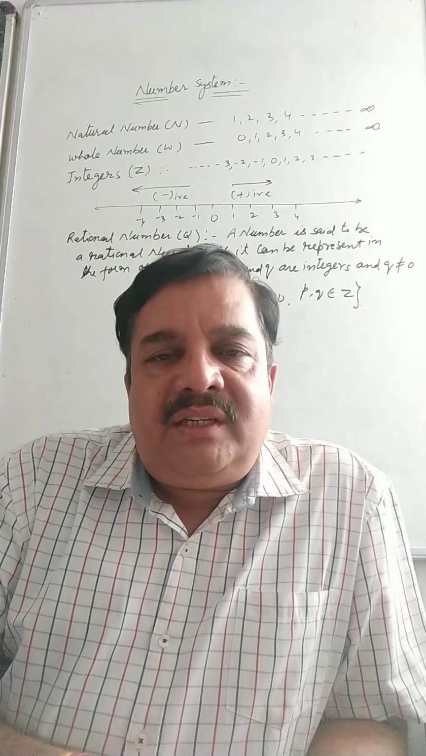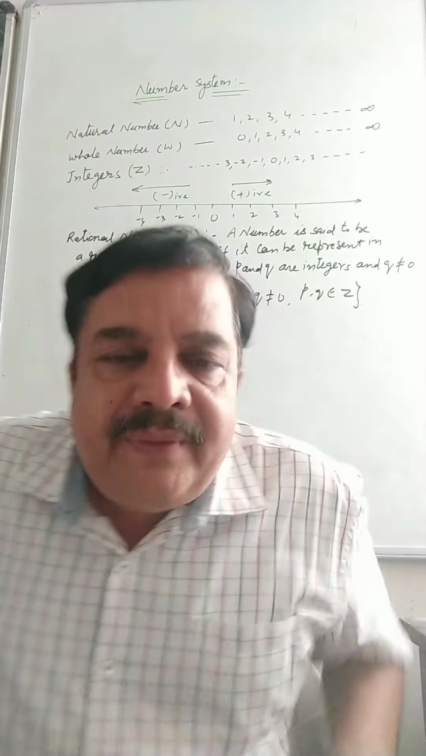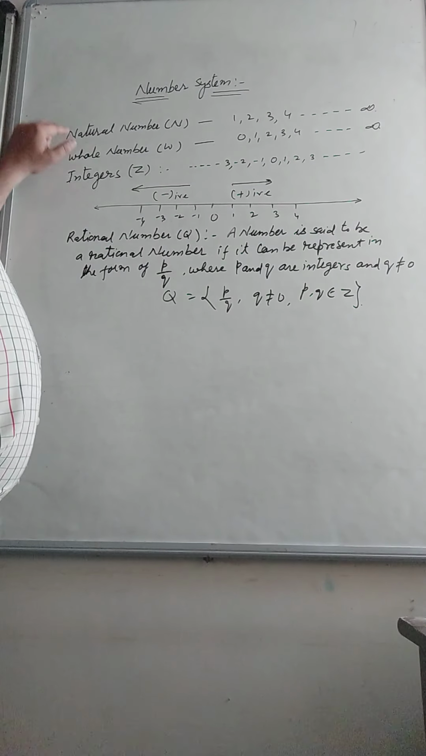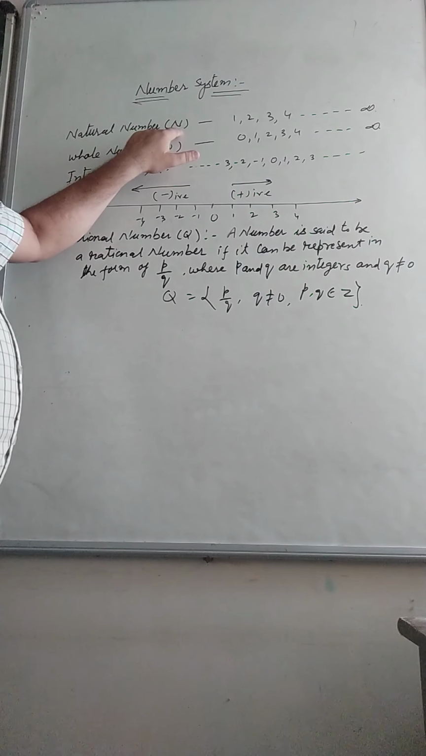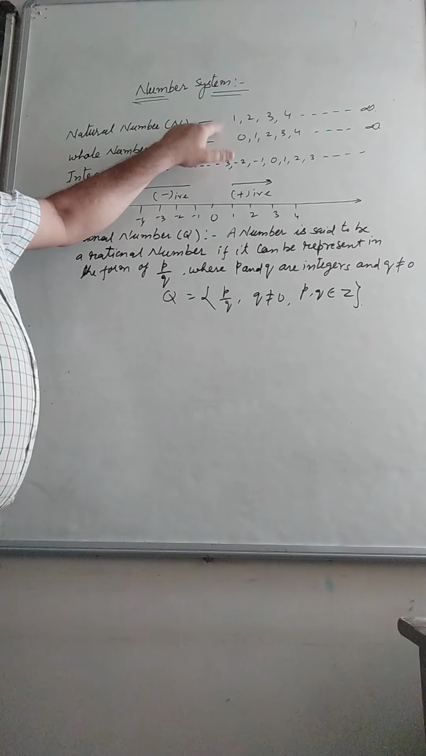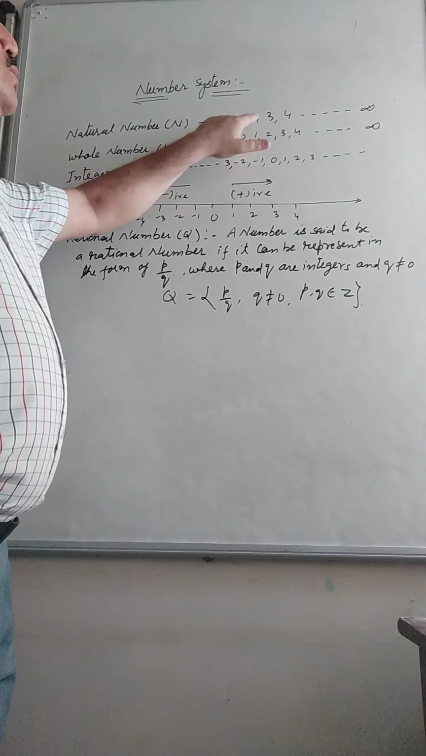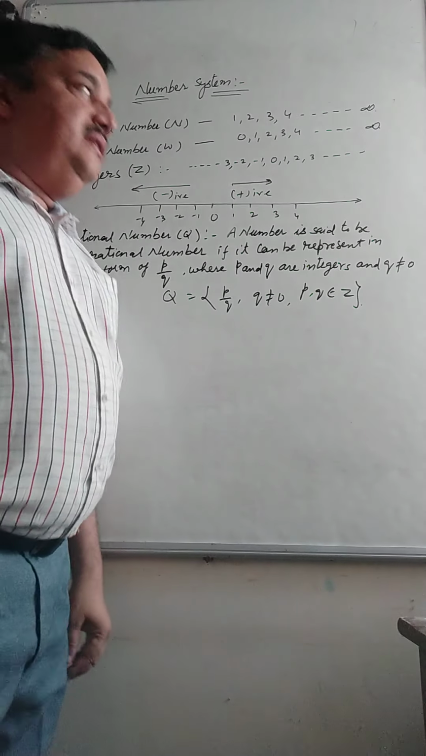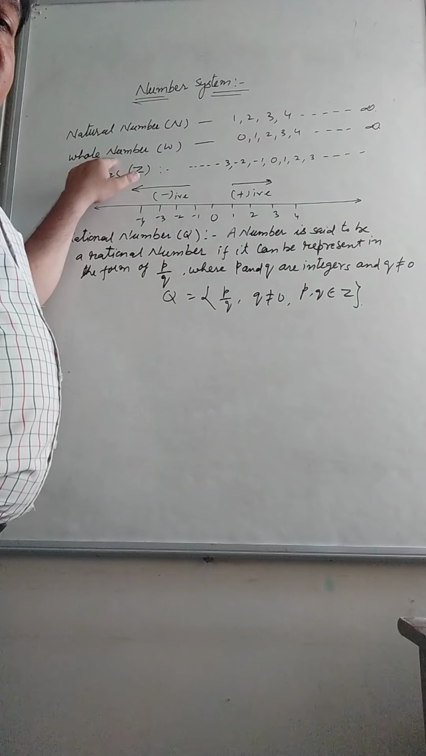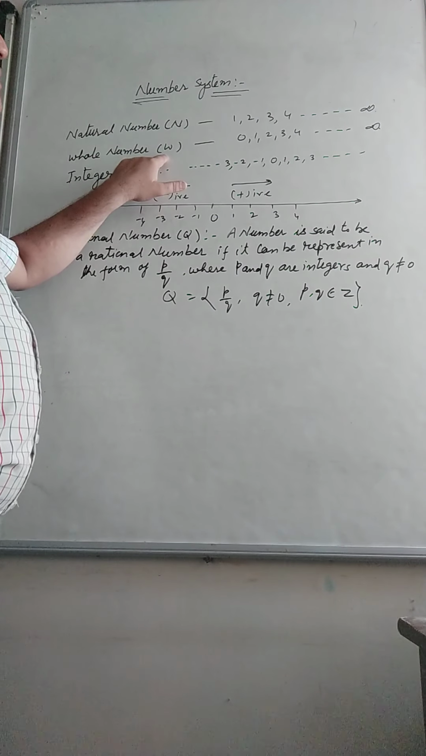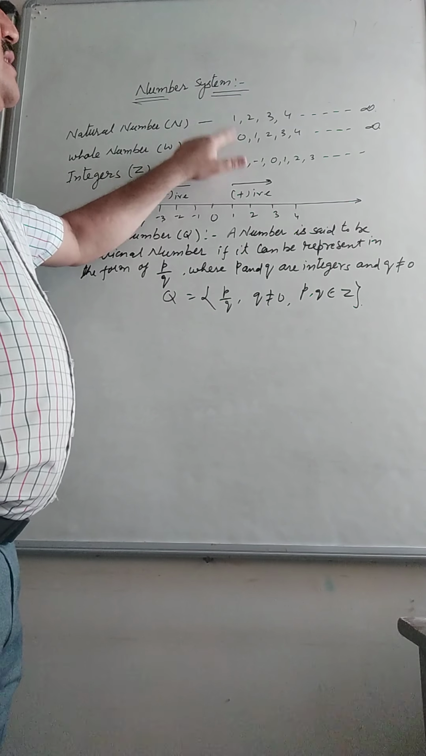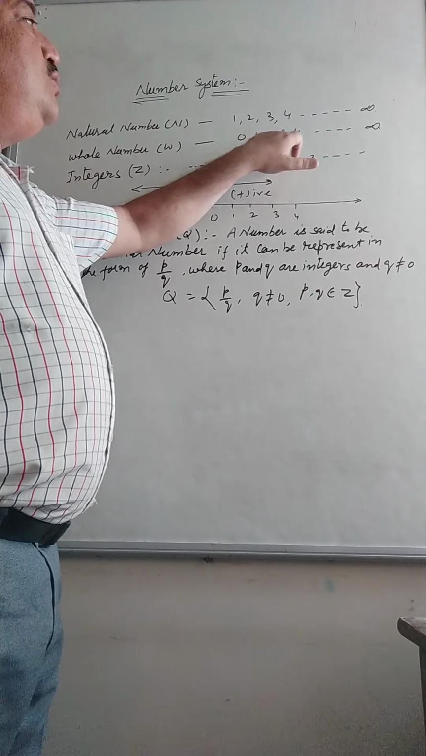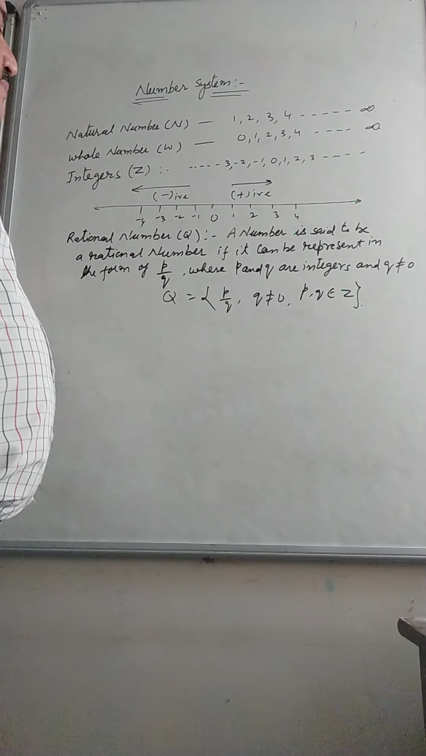So let's start first of all with natural numbers. Look at the board. This is number system, natural numbers. Natural number is denoted by N, and it starts from 1, 2, 3, 4 up to infinity. You all are familiar with this. Then come whole numbers. Whole number is denoted by W, and when 0 is combined with these natural numbers, 0, 1, 2, 3, 4 up to infinity, they are called whole numbers.